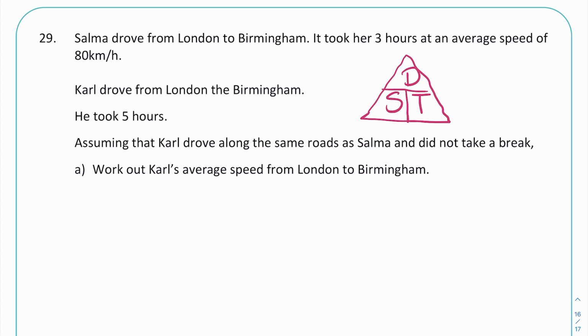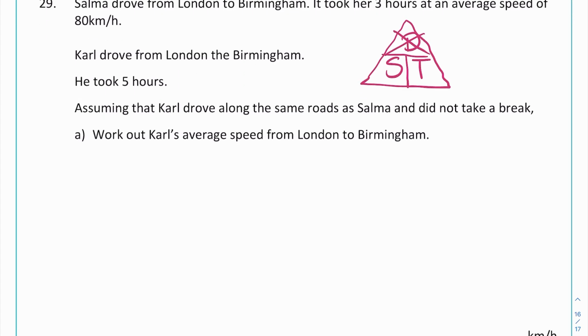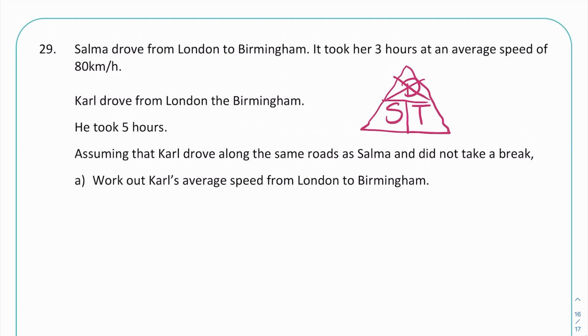So when we are working out a distance, which is all we can work out from that, we multiply the speed by the time. So the speed is 80, the time is 3. So for 80 times 3, 8 times 3 is 24, add the 0, that's 240 kilometres. So that there is the distance that Salma drove. She drove 240 kilometres from London to Birmingham.